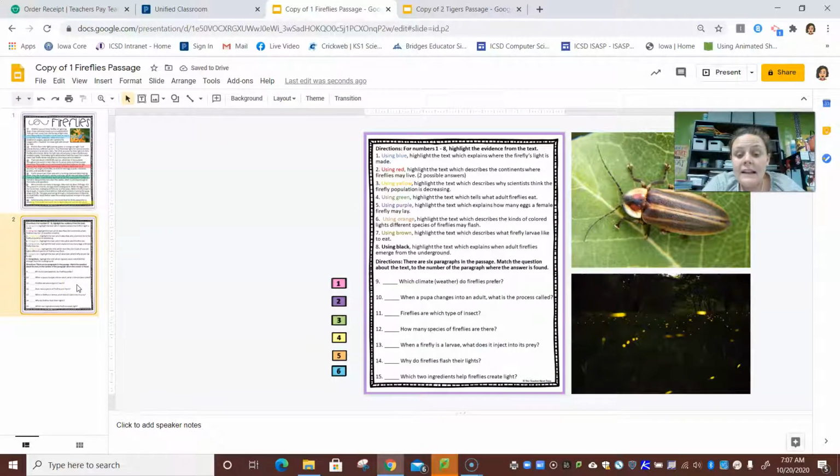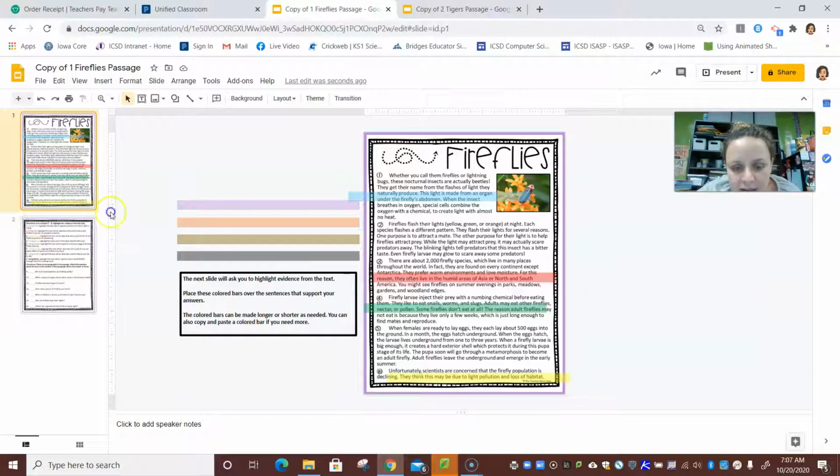Using purple, highlight the text which explains how many eggs a female larva may lay. I have to go back and look about the eggs. Oh, when females are ready to lay eggs, they each lay about 500 eggs.